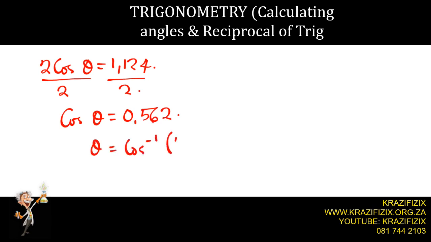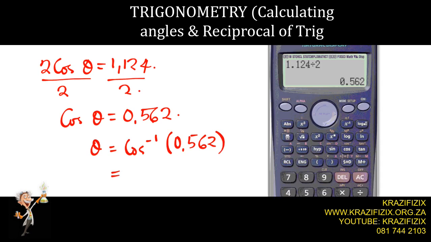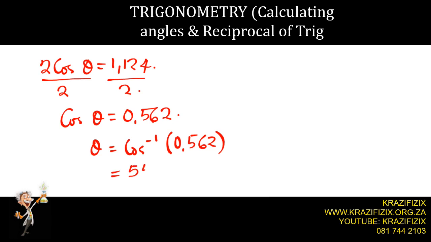Shift there. So we call it arc cos. Arc cos. And then we go to our calculator, shift cos 0,562. And what do we have? 55,81 degrees. Let's play around with so many more examples.